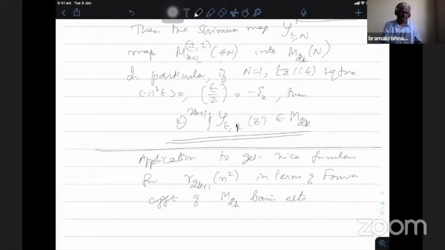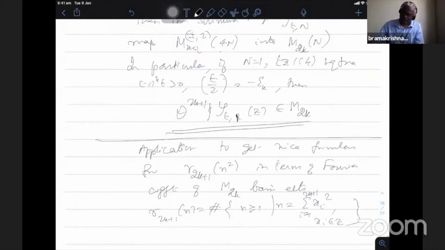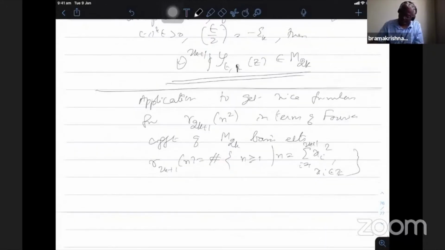At the end, I think we'll see it. So what is r_{2k+1}(n)? r_{2k+1}(n) is the number of ways n is the sum of x_i squared, i equal to 1 to 2k+1, where the x_i's are integers. It is the number of ways n can be written as a sum of 2k+1 squares. Okay. Now we first observe that.